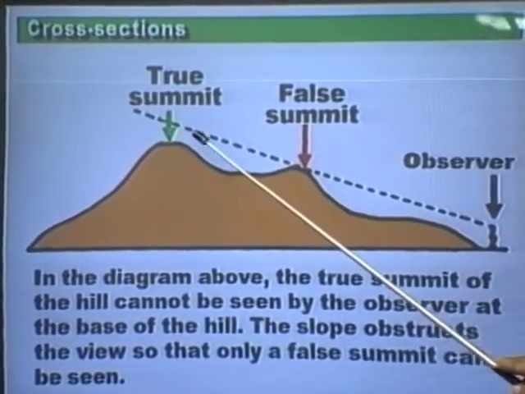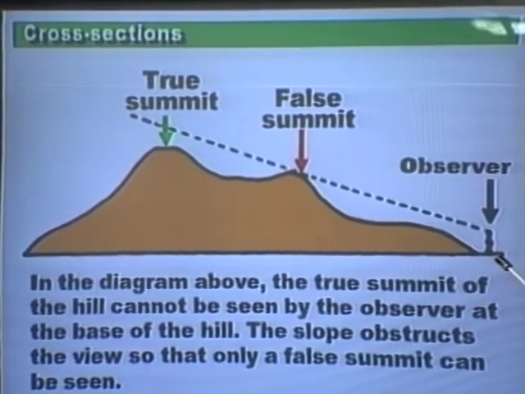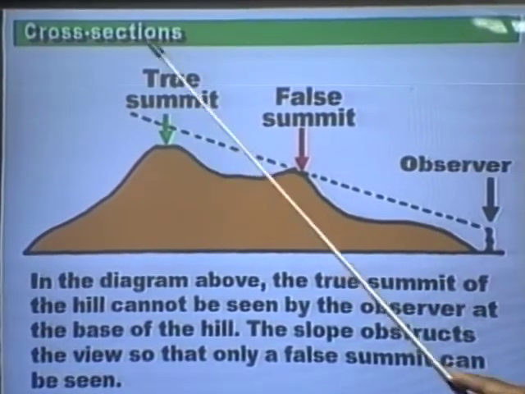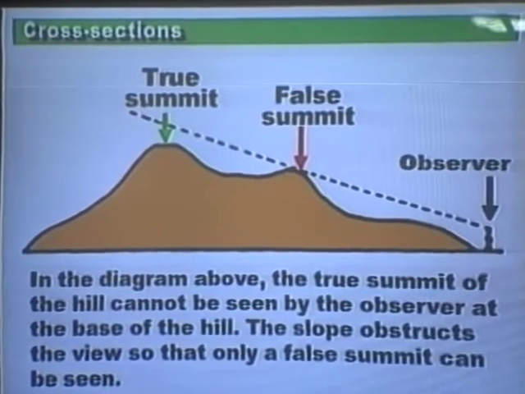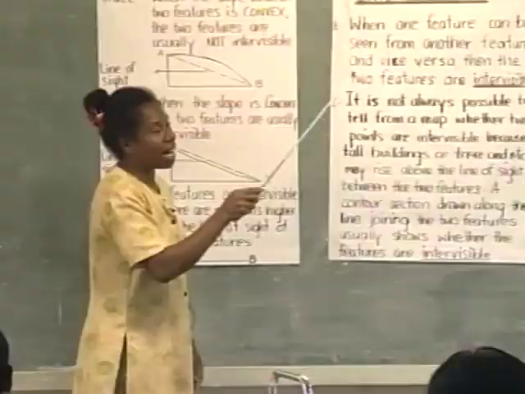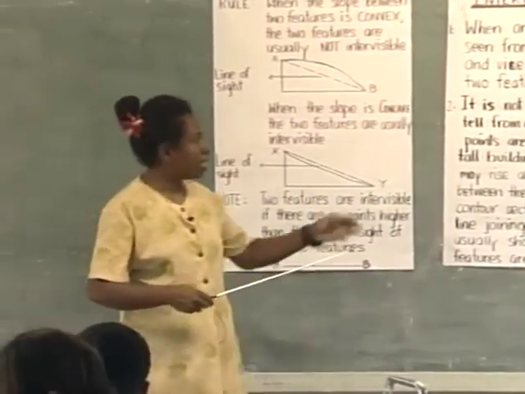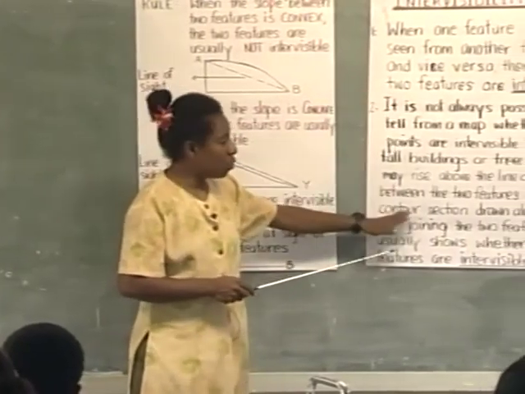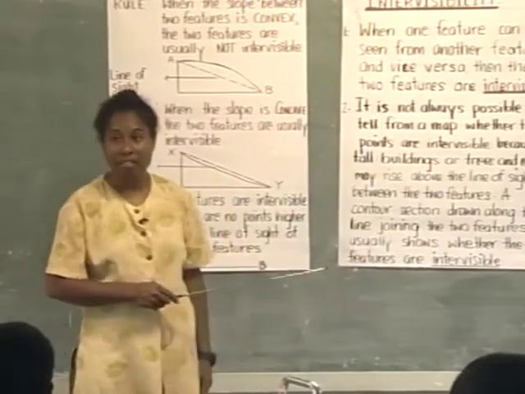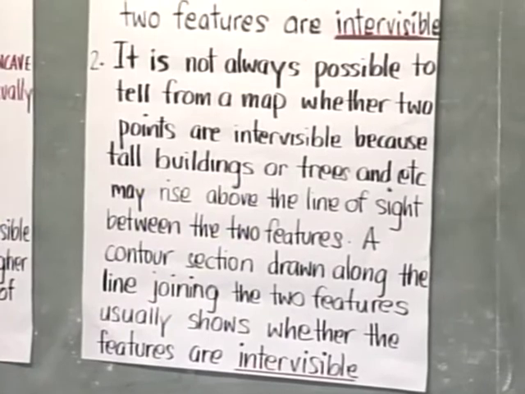So here we say that this point is not intervisible from this point, or this point is not intervisible from that point. So when we talk about intervisibility, it is simply when one feature can be seen from another feature and vice versa. And it is easier to note when you construct a cross-section, it will be easier for you to be able to identify whether the points are intervisible or not.